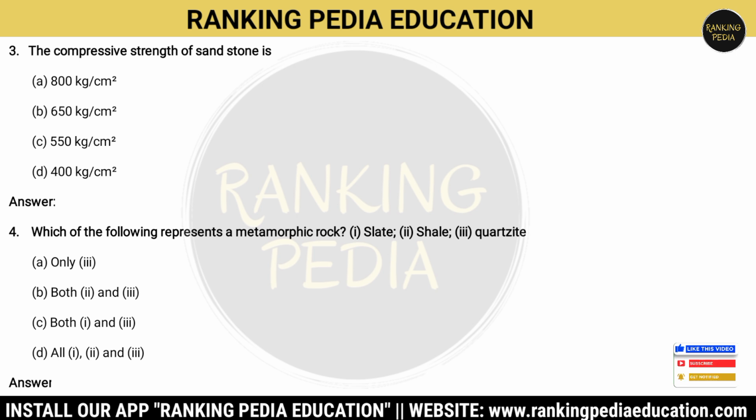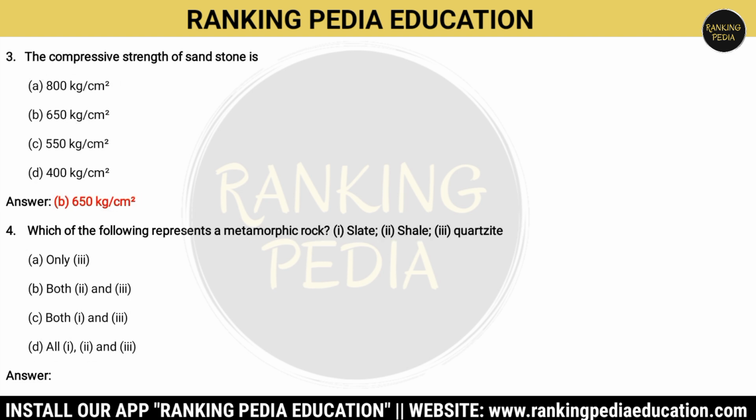Next question is, the compressive strength of sandstone is. Here are the options mentioned: 800 kg per centimeter square, 650 kg per centimeter square, 550 kg per centimeter square or 400 kg per centimeter square. So the compressive strength of sandstone is, you have to answer. What is the correct answer? Correct is 650 kg per centimeter square.